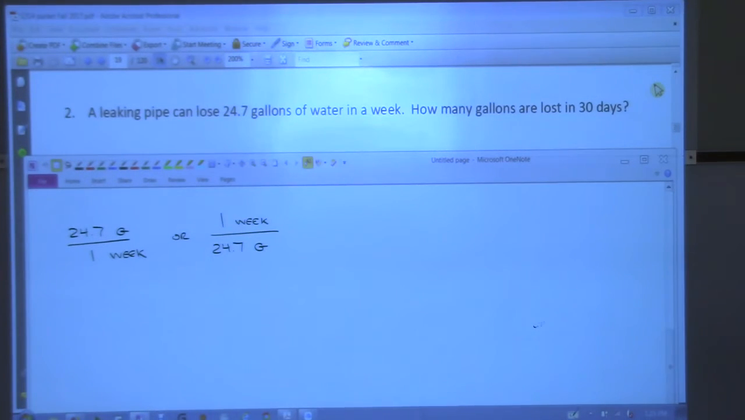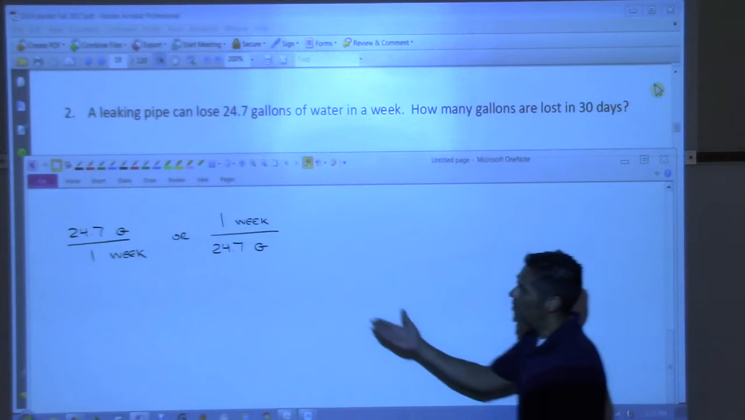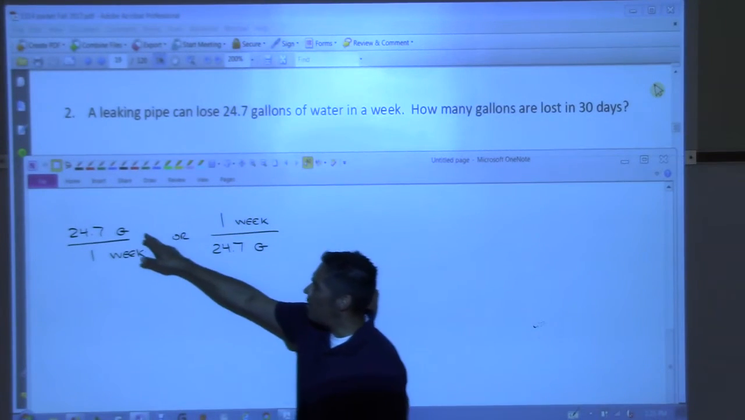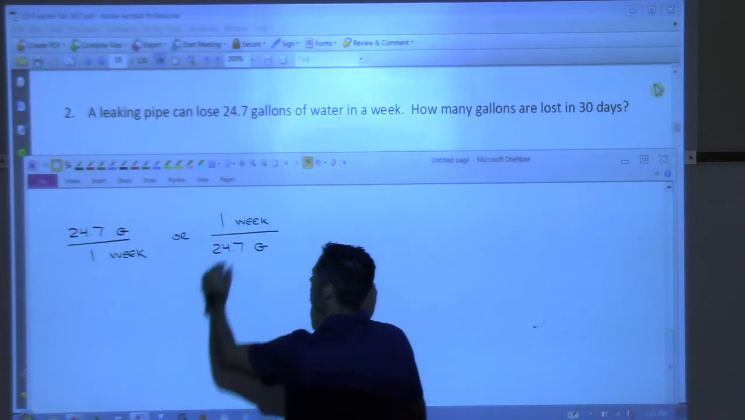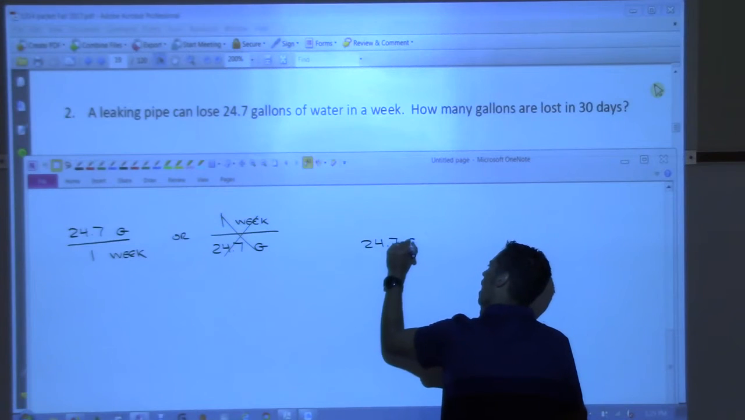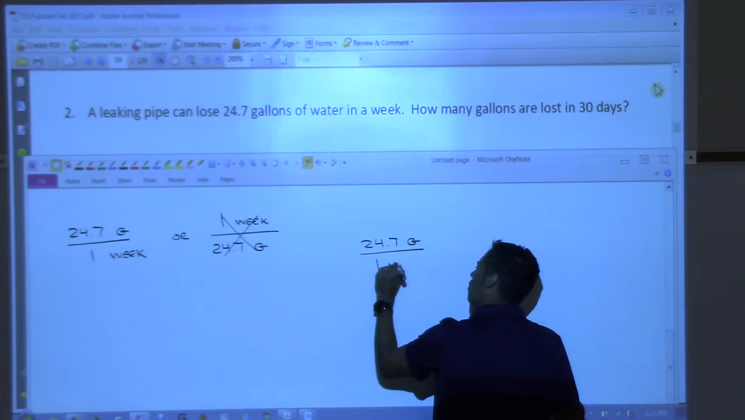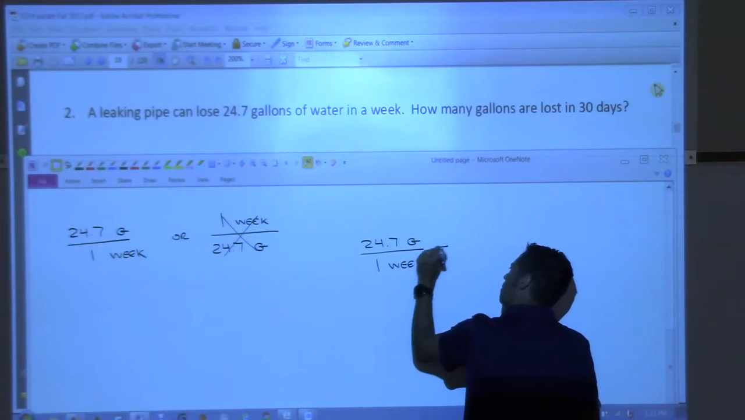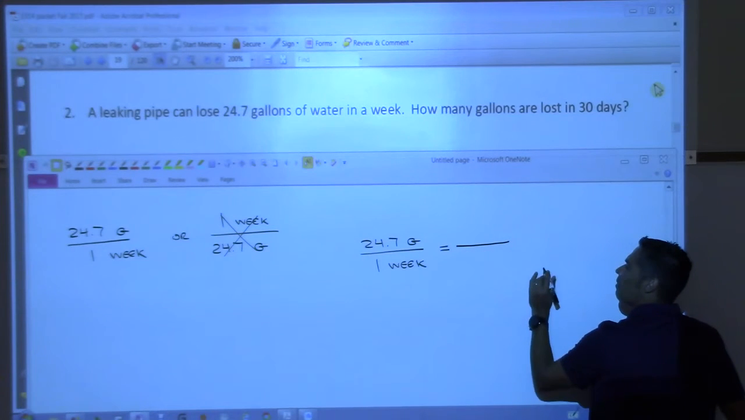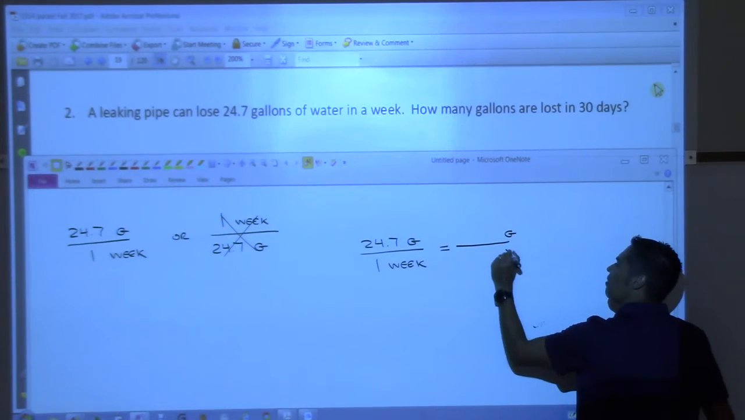Now look at the question. How many gallons are lost in 30 days? So I'm looking for gallons, right? So am I going to use the first one or the second one? First one, because the gallons is on top. So I'm not going to use this one. I'm going to write 24.7 gallons over 1 week is proportional to, or equal to, and now what am I going to write on the other side? I'm going to have gallons here and weeks here.